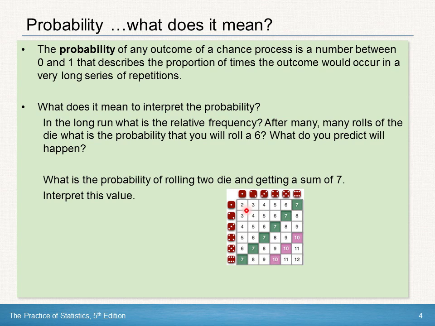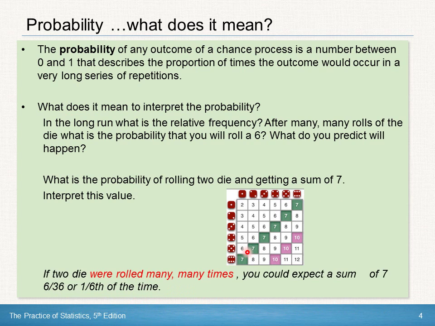If we notice, there's 36 rolls of the die. 1, 2, 3, 4, 5, 6. So there's 6 ways that I can get a 7. So if I were to roll these 2 die 5,000 times, what's the probability of getting a sum of 7? Well, it's going to be 6 out of 36 or 1 out of 6. So how would I write that?